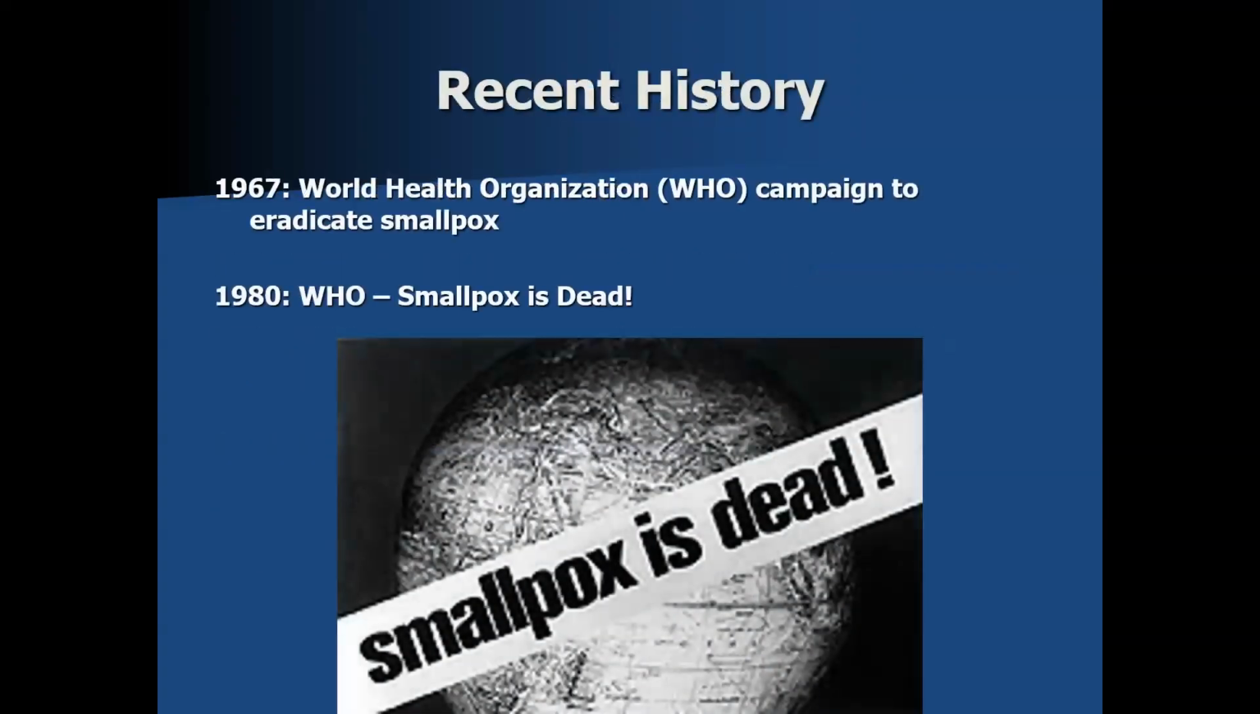In 1967, the World Health Organization started a campaign to eradicate smallpox. In 1972, routine vaccination ceased. The last naturally occurring case was diagnosed in October 1977. In 1980, the WHO declared smallpox dead. The humans had won the war against smallpox. Perhaps the best news ever for mankind.